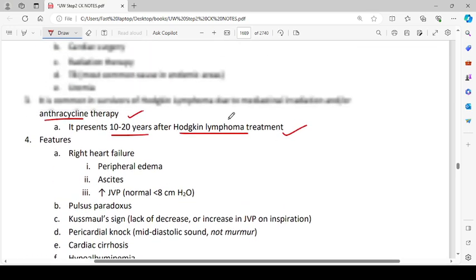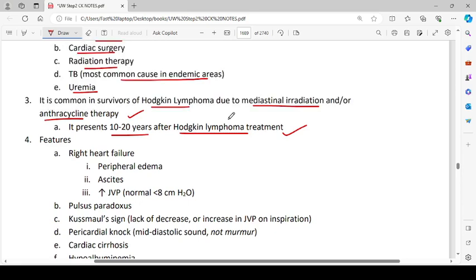So the history of Hodgkin lymphoma is an important diagnostic clue, because the people with Hodgkin lymphoma would have received mediastinal irradiation, which can lead to constrictive pericarditis.